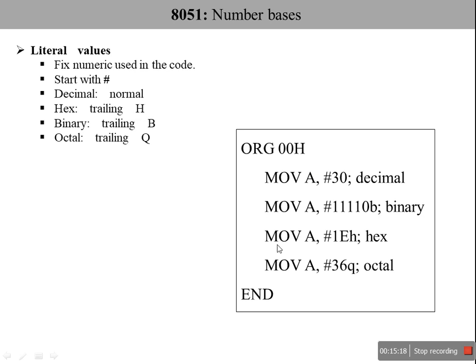For example, here you see MOV A, #0E1H. This E1H number is a hexadecimal number. So the content of accumulator will be loaded with E1H, which is hexadecimal in nature.